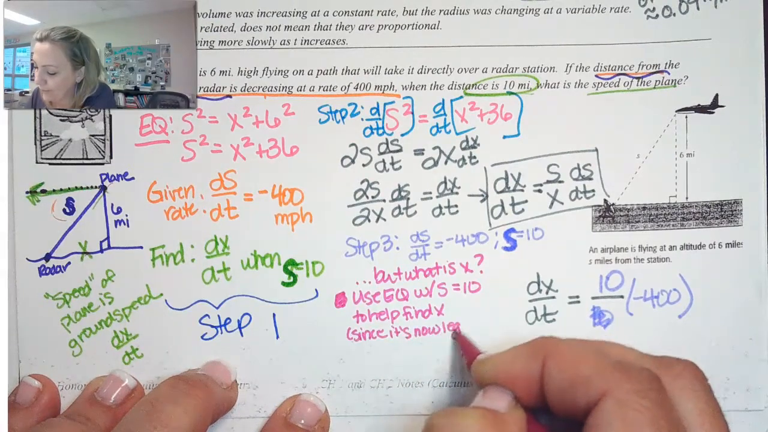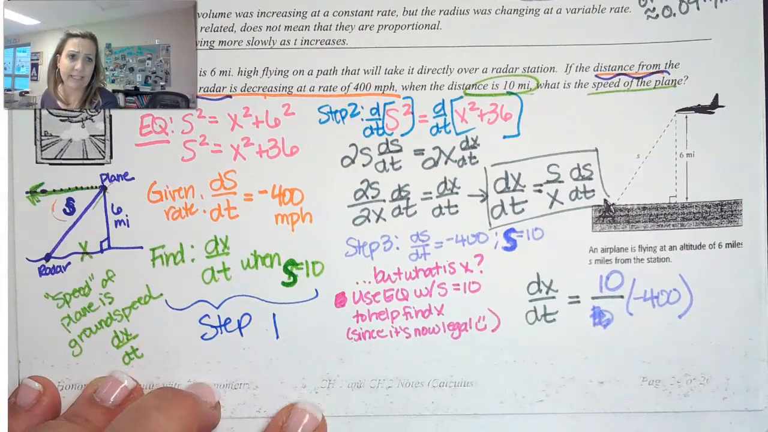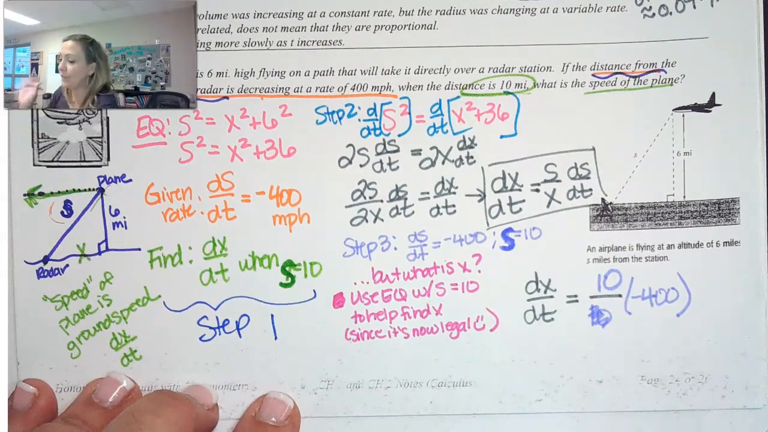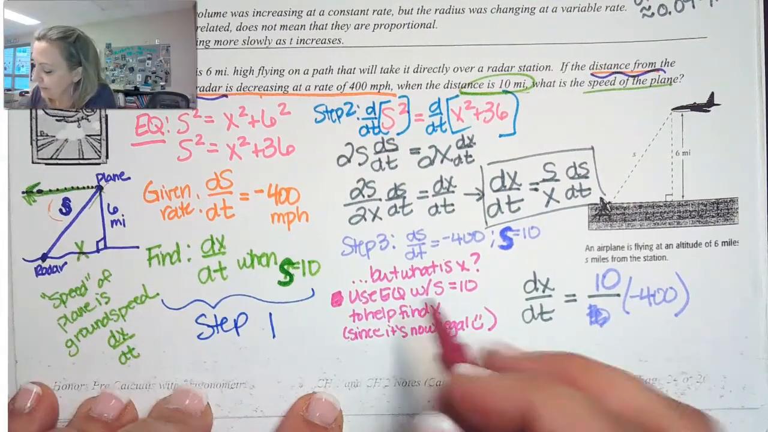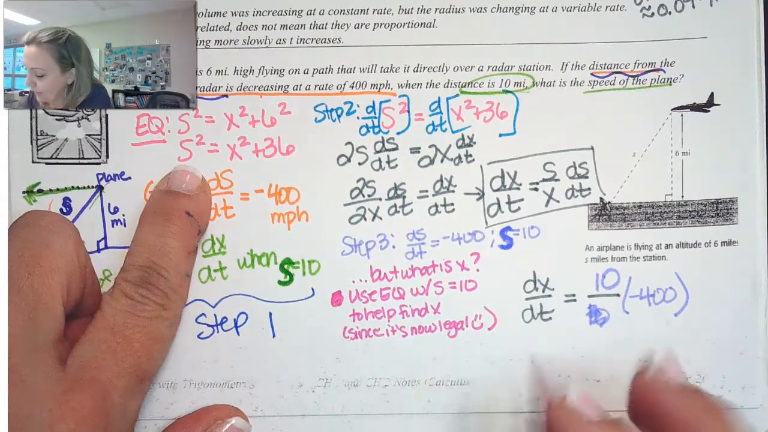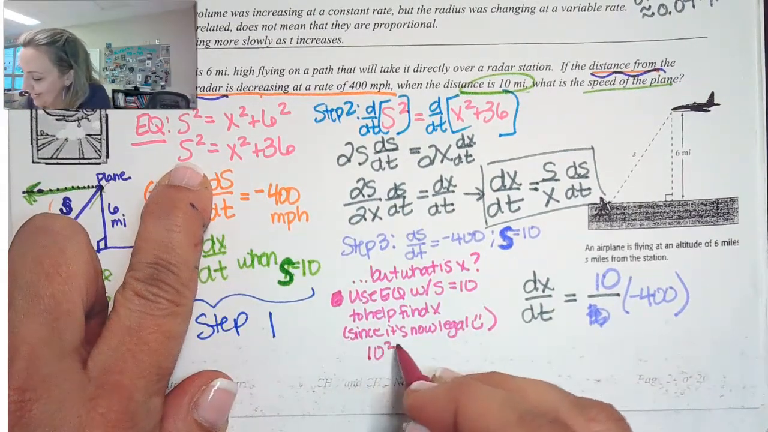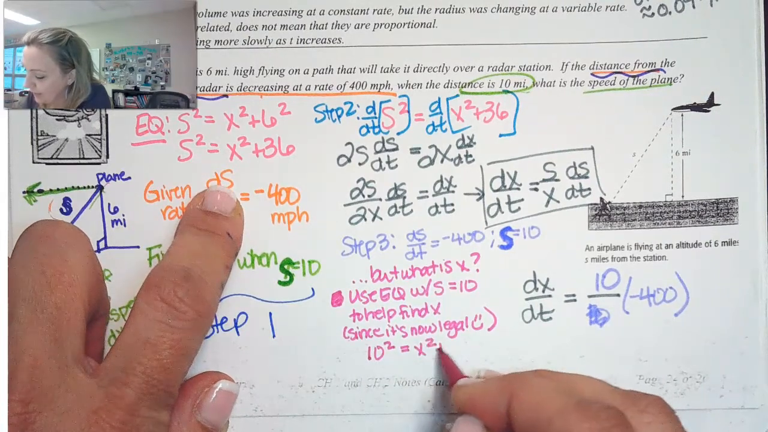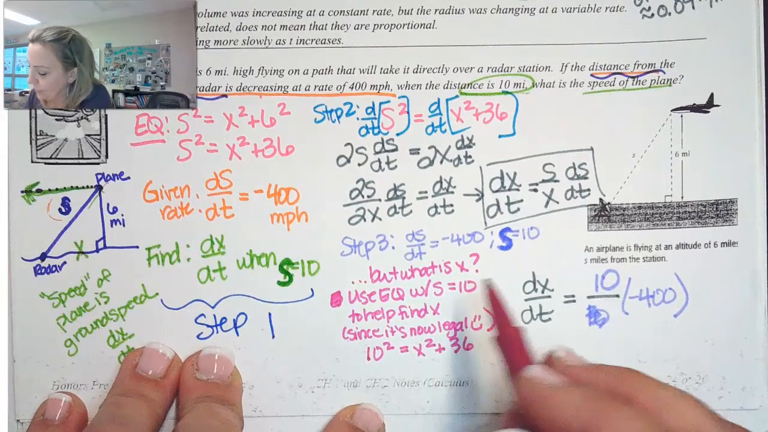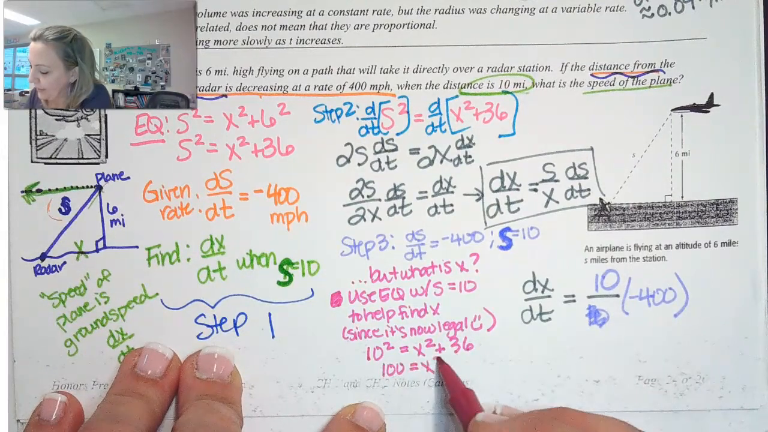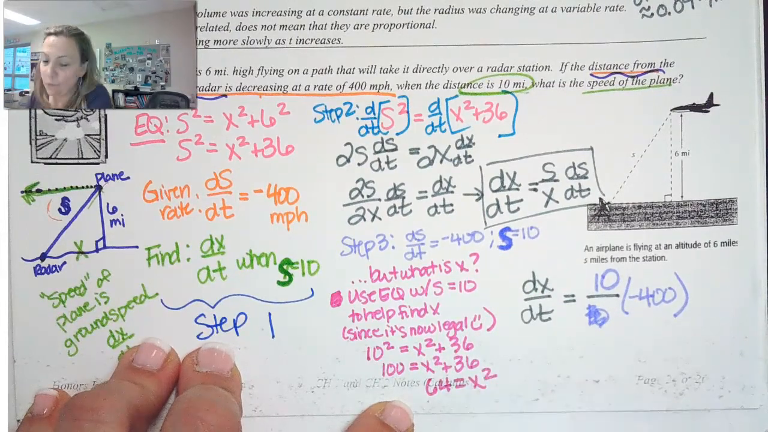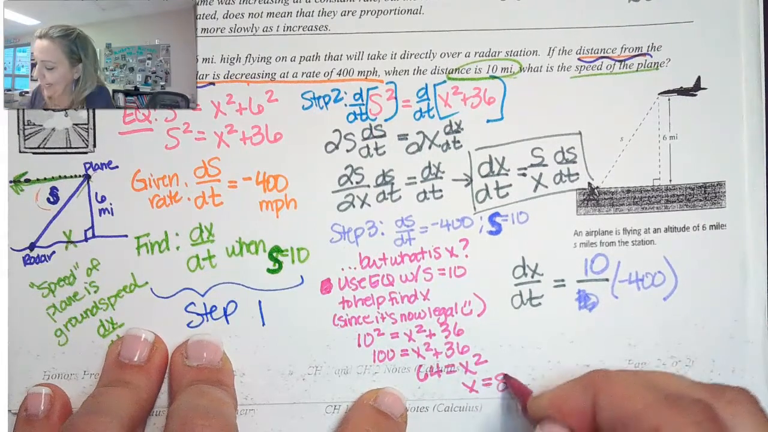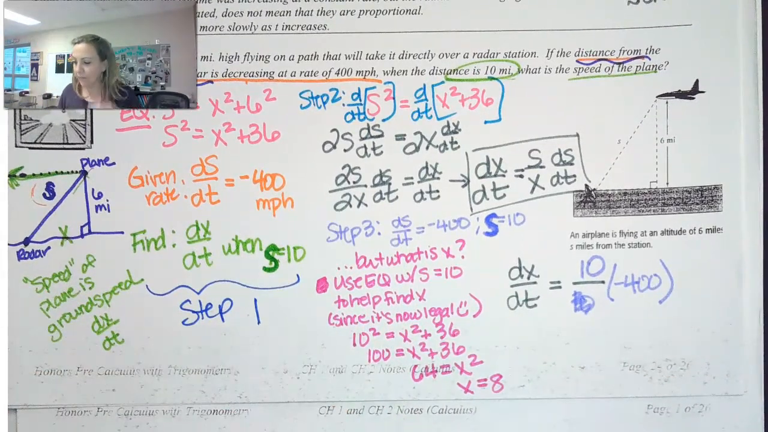Remember before we differentiated, we said it was illegal to plug anything in. But now that we've differentiated, it's safe for us to do that. So let's find that. Let's do s squared, so 10 squared equals x squared plus 36. I think you can tell what this is going to be. x squared is going to be 64 and x has to be 8. It can't be -8 because it's a distance.